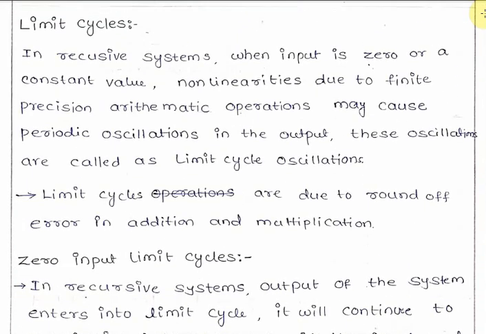Limit cycles: in a recursive system, when input is 0 or a constant value, non-linearities due to finite precision arithmetic operations may cause periodic oscillations in the output of the system. These oscillations are called limit cycle oscillations. Limit cycle oscillations are due to round-off errors in addition and multiplication.